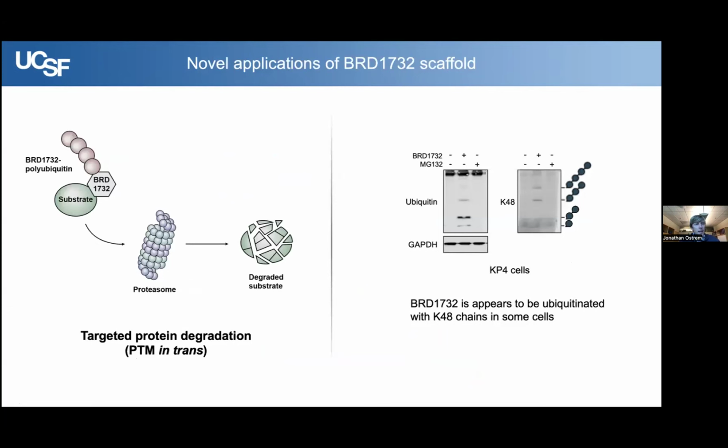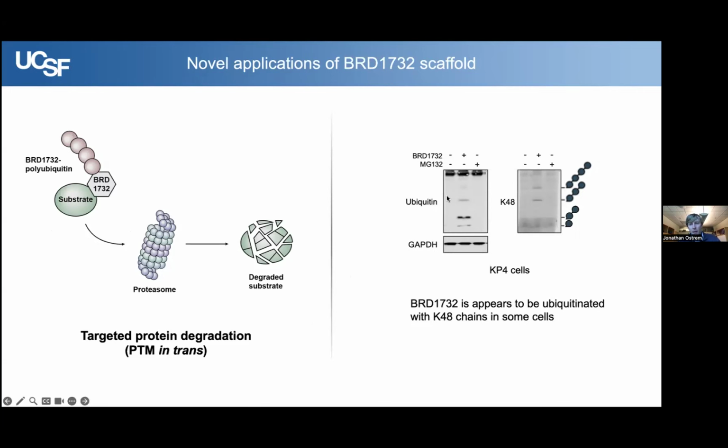Because we've now demonstrated that BRD-1732 can undergo ubiquitination, this obviously points toward a very exciting possibility that we could induce the degradation of a protein through a ubiquitin-dependent pathway, but instead of direct ubiquitination of the substrate protein, that ubiquitination could occur through a small molecule intermediary, such as BRD-1732. As an additional suggestion in that direction, although we haven't been able to prove that yet, we see not only monoubiquitination of BRD-1732, but polyubiquitination.